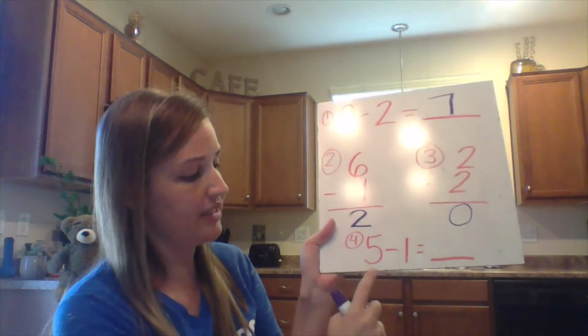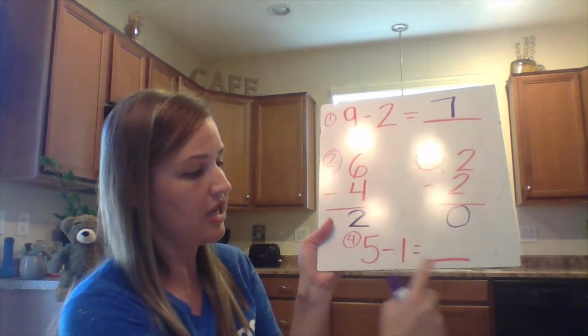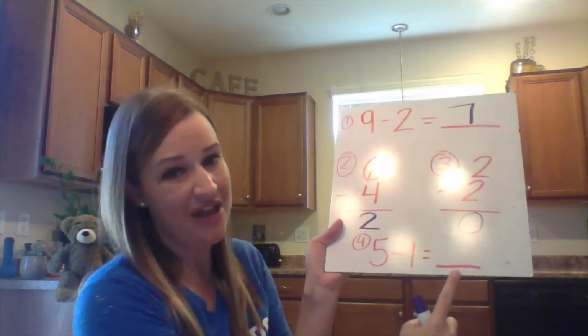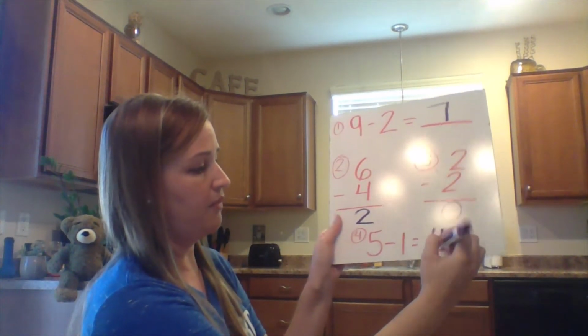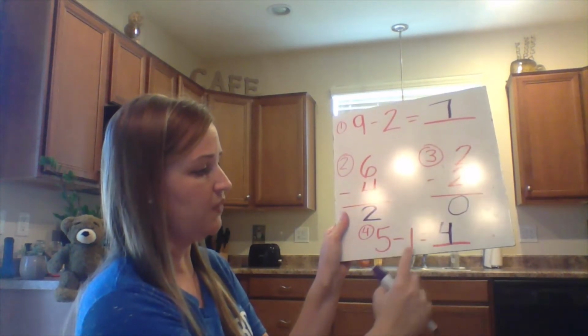And my last one says 5 minus 1 equals blank. I bet you know that one, but in case you don't, using my strategy 3 fingers, I have 5 and I take away 1. How many are left? 4. I'm going to write it on there. 4. And I'm going to read the problem. 5 minus 1 equals 4. That's strategy 3. Here comes strategy 4.